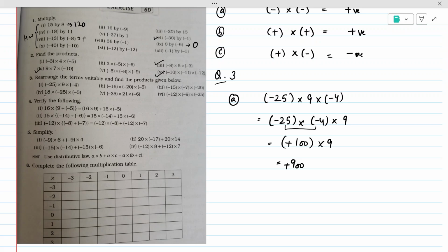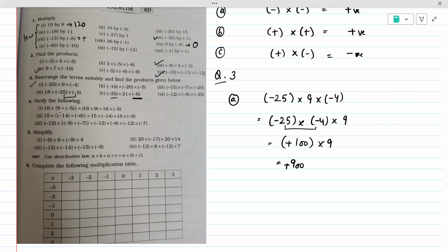Then we have question number 18. Here you can multiply these two numbers first, and then multiply the product of these two numbers with 18. Similarly, minus 35 and minus 6 together and multiply them with 21. And then the last one. So this is general multiplication. You can rearrange them to make the multiplication easier for you.